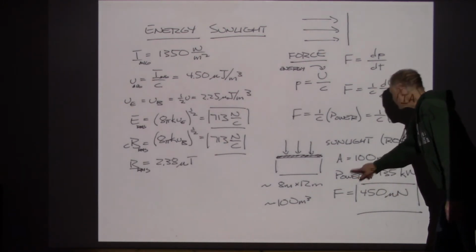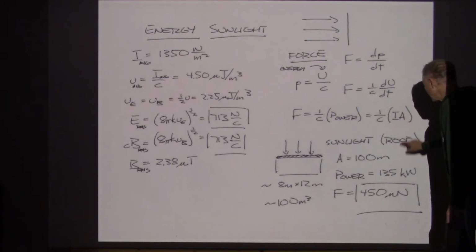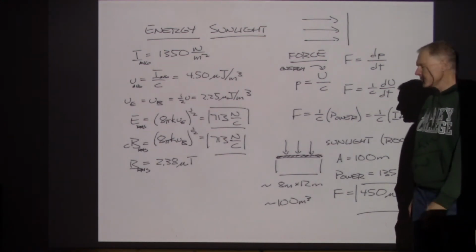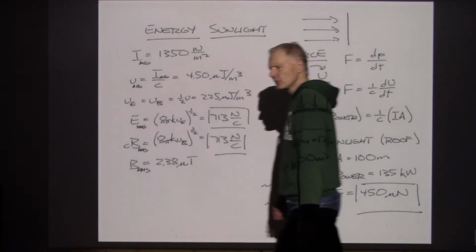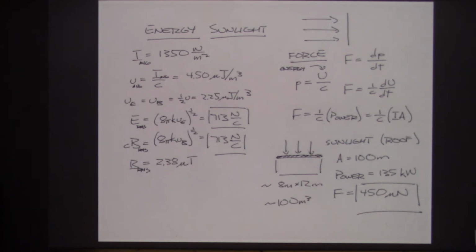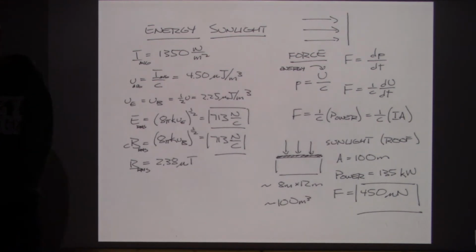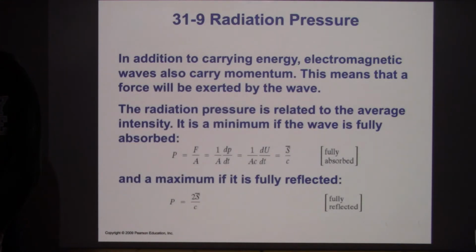Anyway, the force from the formulas here, plugging that in, I have to divide through by c. The force is 450 micronewtons. That's not very impressive, right? We really don't have very much in terms of force hitting the roof. So I'm not so worried about the roof collapsing because of sunlight. Now other things could collapse the roof, but sunlight looks like it's not going to exert much in the way of forces. Okay, so this is the formula we just went through.